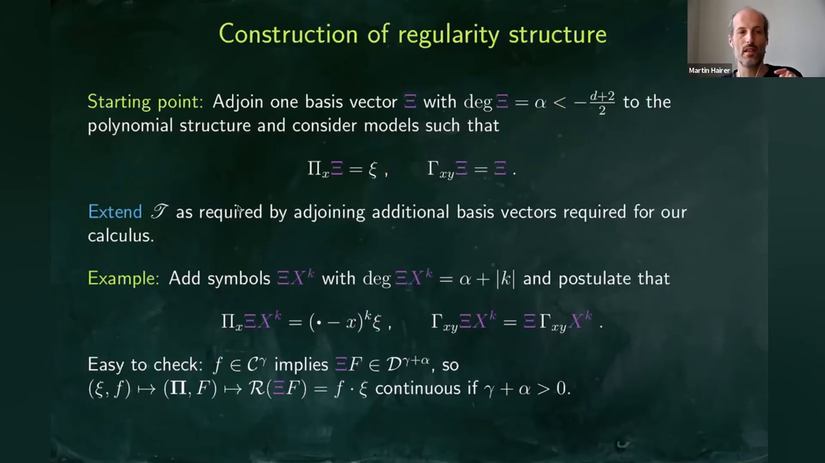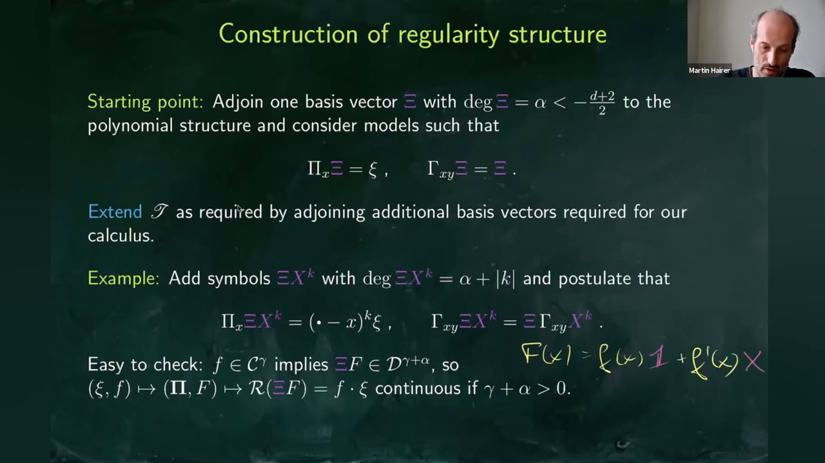And so here at least the if direction becomes trivial, right? Because if I have an element of C^gamma, I can interpret it as an element of D^gamma by just looking at the usual Taylor expansion at every point. And then I can just do a pointwise product of this F, right? So the capital F is built from little f as before, right? So capital F of x is little f of x times the purple one plus f prime of x times the purple x, etc., up to order gamma. And then I can multiply this pointwise by psi, right? So if I multiply this pointwise by psi, that just means that I turn this one here into a psi, and I turn this x into a psi times x, and so on, right? And those are new symbols that I've added to my regularity structure, so that has a meaning here.